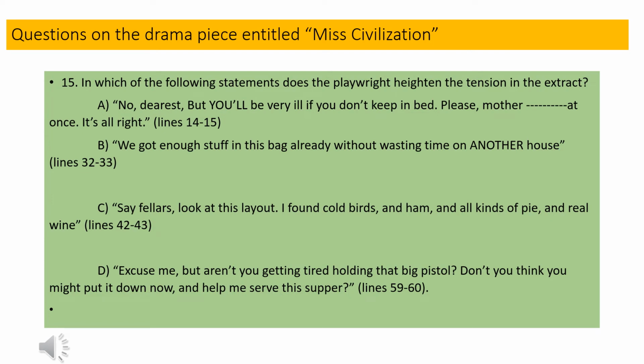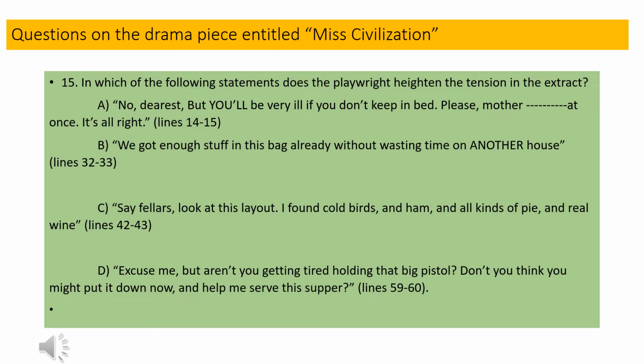Question 15 reads, in which of the following statements does the playwright heighten the tension in the extract? Is it A, "No, dearest, but you will be very ill if you don't keep in bed. Please, mother, at once. It's all right." Lines 14 to 15. Or is it B, "We've got enough stuff in this bag already without wasting time on another house." Lines 32 to 33.